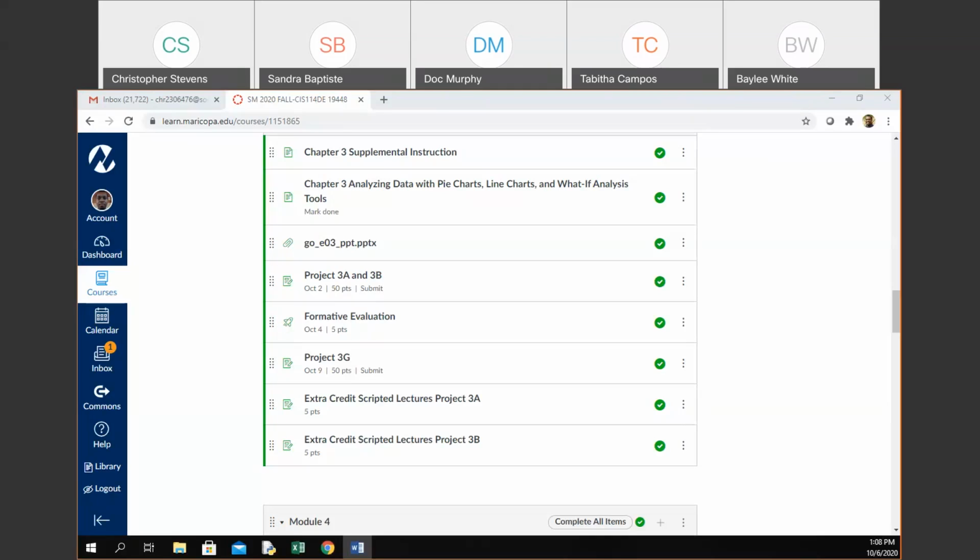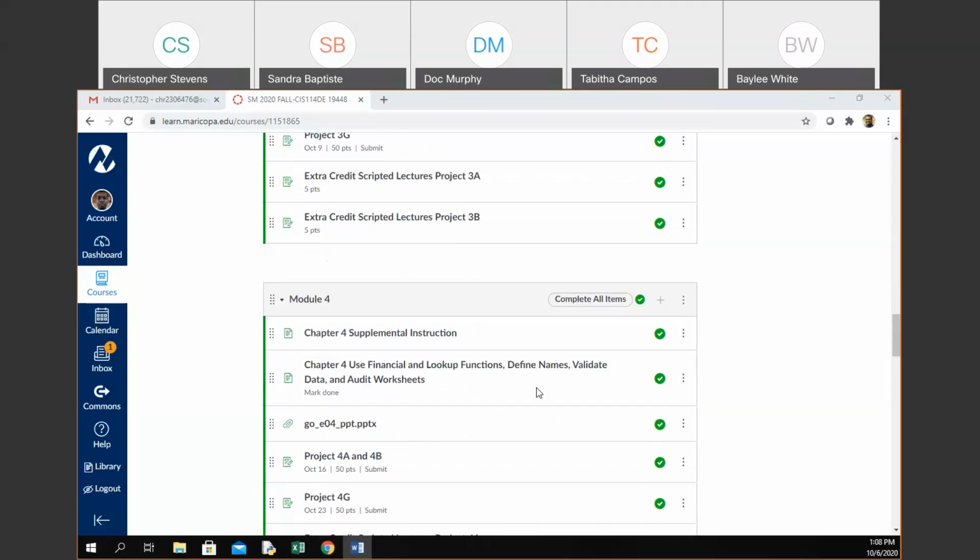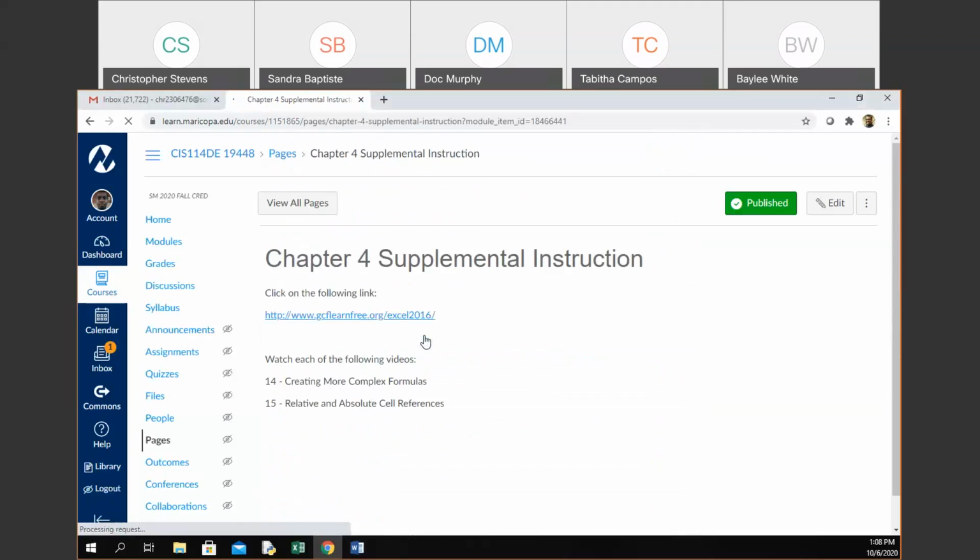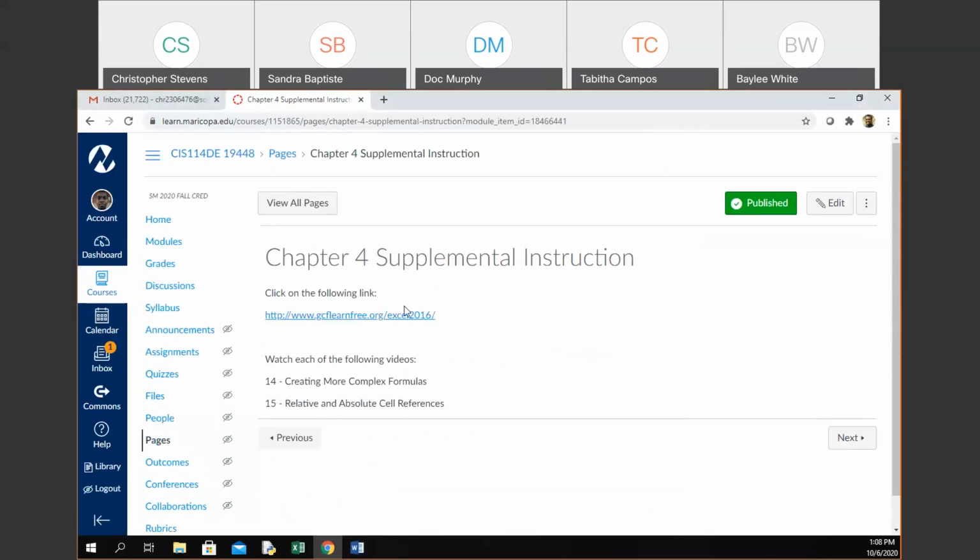All right, in that case, we're going to move on to scripture lecture for 4A. And so, per usual, at the beginning of each module, there is some supplemental instruction that you can go look at on gcflearnfree.org in their Excel section. Just from these topics, you could probably guess we're going to look at some more formulas. It says more complex formulas. A complex formula just means that we're utilizing a function built into the formula that we're creating.